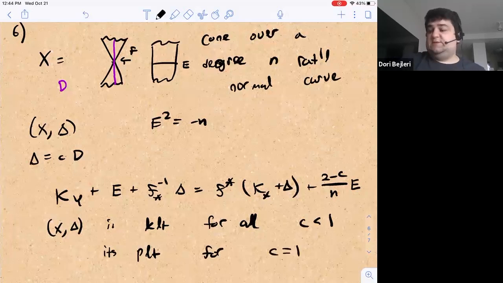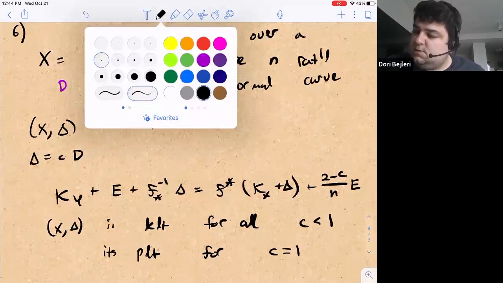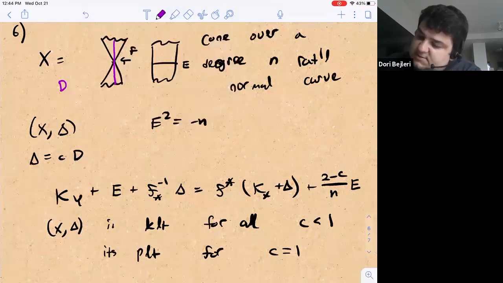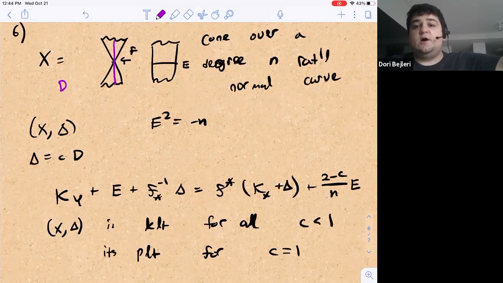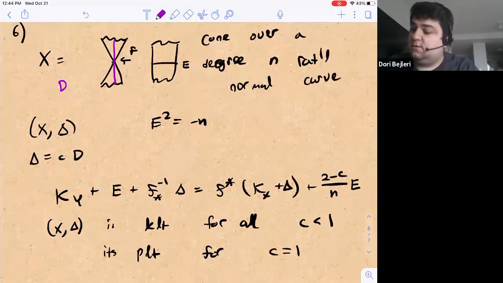Because at c equals 1, the discrepancy is still bigger than -1, the log discrepancy is still bigger than 0. And so this gives us an example of something that's PLT at the log canonical threshold. So as soon as you go above 1, you're not even log canonical anymore because you have this divisor with large coefficient. But at the log canonical threshold, it's actually still just PLT.